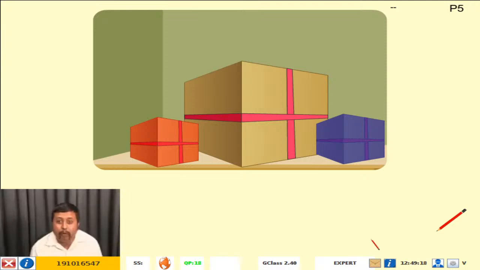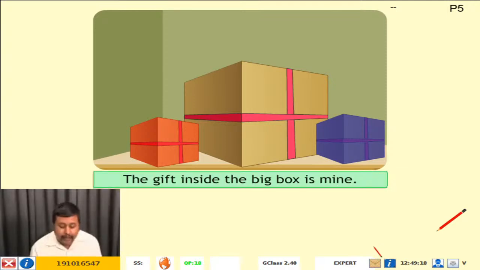Then we can see, wow, what are these gift boxes, right? এটা gift box হয়. So ইয়াত কি দেখা পাইছো? The gift inside the big box is mine. ডাঙৰ বক্সটোৰ ভিতৰত থকা গিফ্টটো মোৰ হয়. The gift inside the big box is mine. So the phrase here is what? Inside the big box.